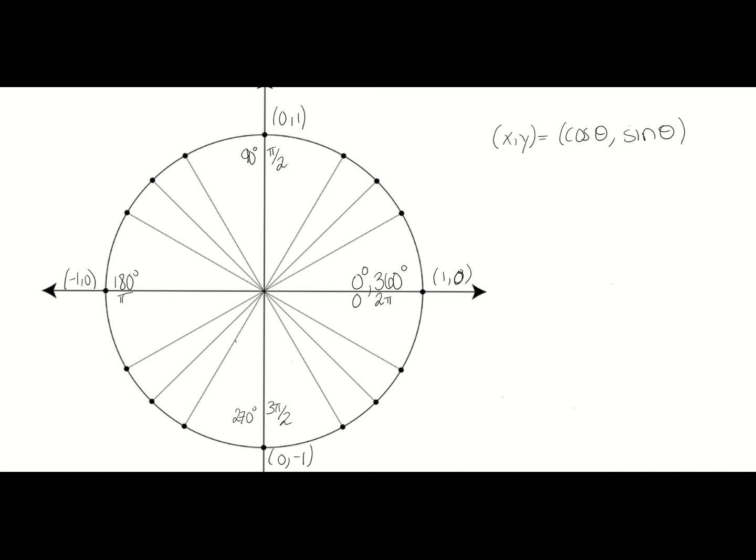Now we need to do the other 3, which are in quadrant 1. So 30 degrees will come first. In radians, that is pi over 6, because it's a sixth of 180. Then this is 45 degrees. In radians, this is pi over 4, because it is a fourth of 180. And this is 60 degrees, or in radians, it's pi over 3, because it's a third of 180.